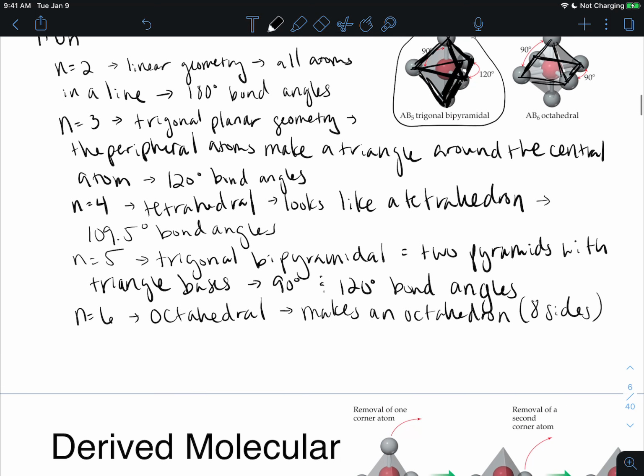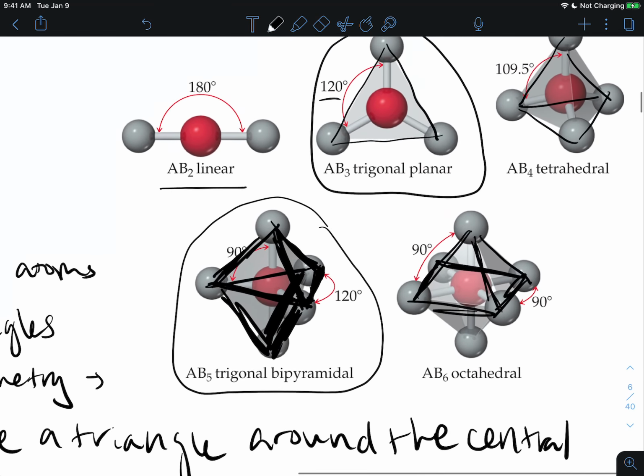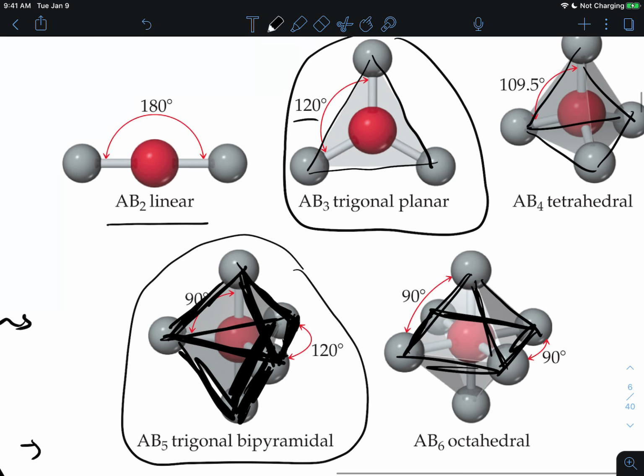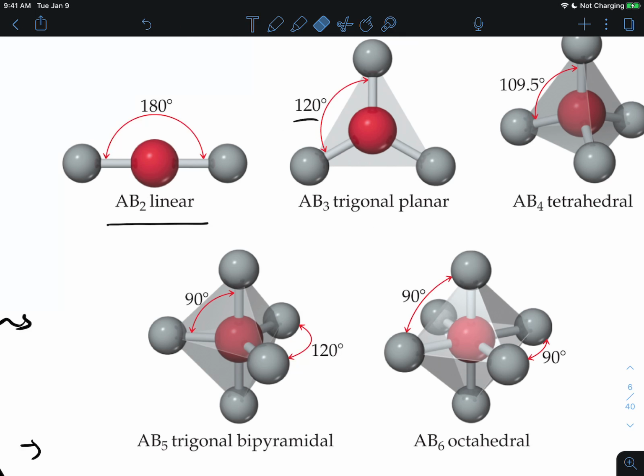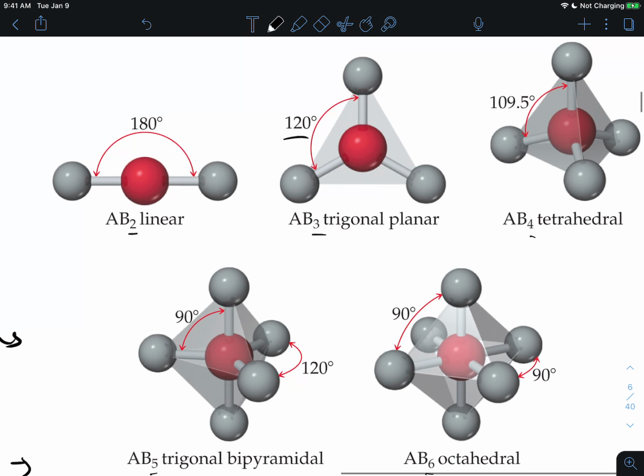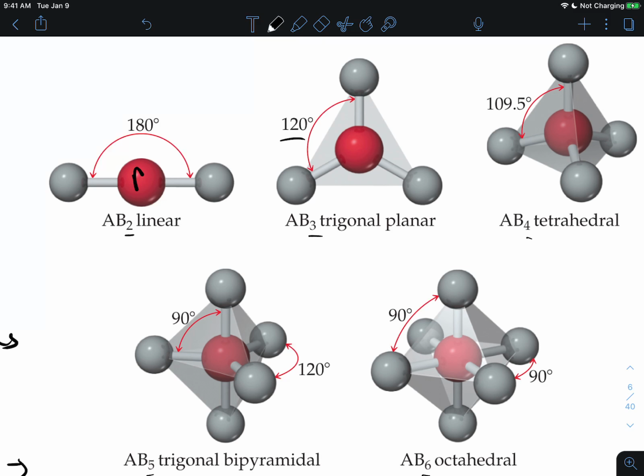Okay, and here all our bond angles are 90 degrees. So let's just real quick zoom in on these so we can get a better look at them. I'm just gonna erase. There we go. So we've got our 2, 3, 4, 5, and 6. For 1, we've got our central atom right here and our 2 peripheral atoms.